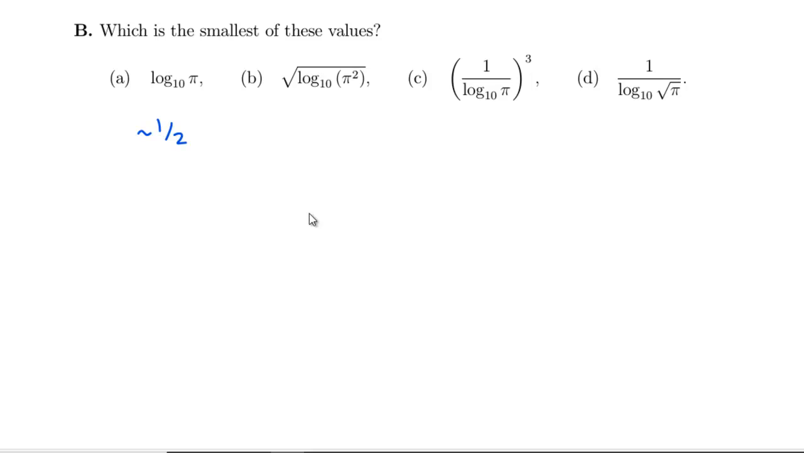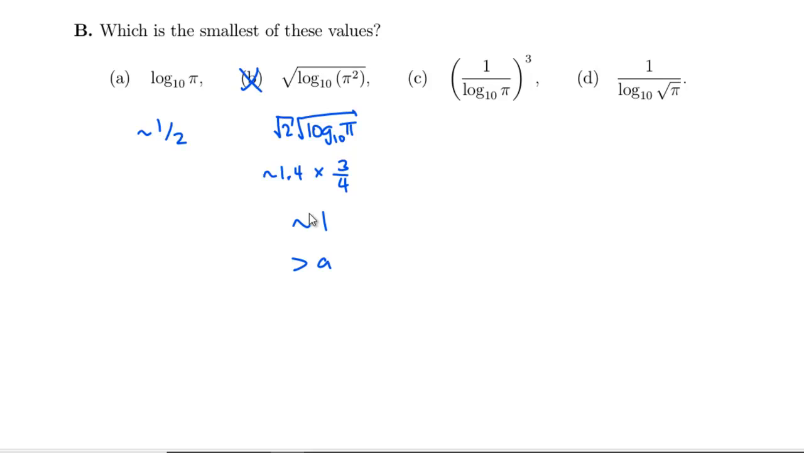What have we got for the second one then? For B, we can take that 2 down and say that it is root 2 times root log base 10 of pi. So what's that telling us? Root 2 is something greater than 1. And log base 10 of pi is what we just said, around about a half. So that is around about 1.4 times 3/4, give or take, so around about 1, maybe slightly over. It's certainly larger than A, so it's not going to be B.